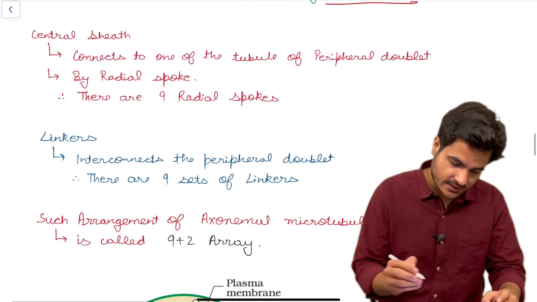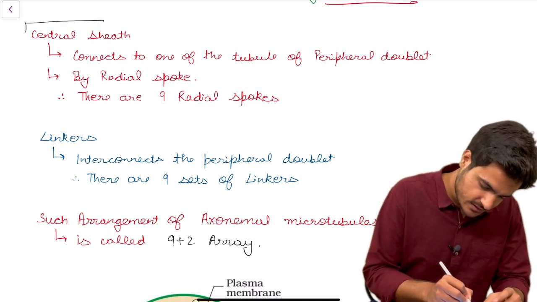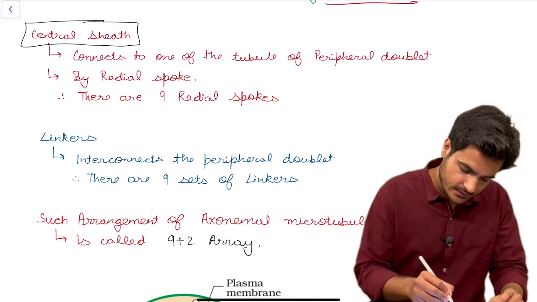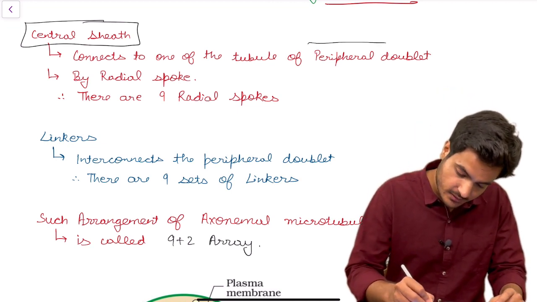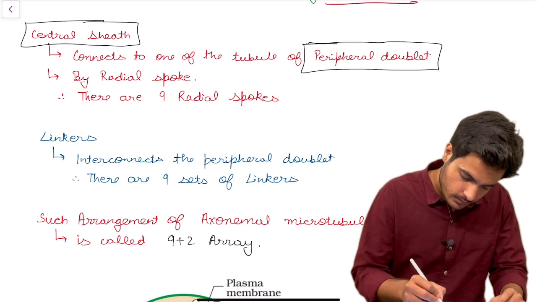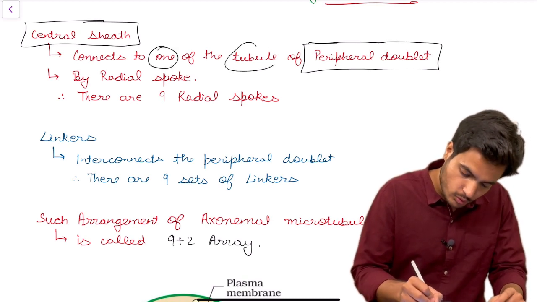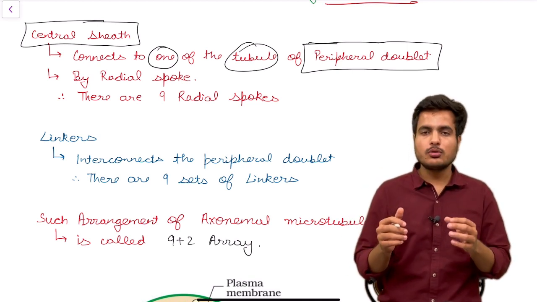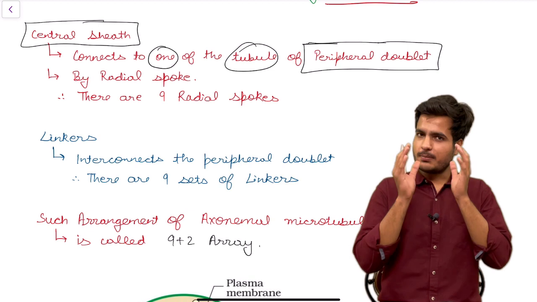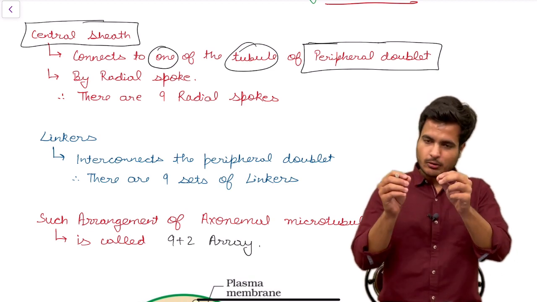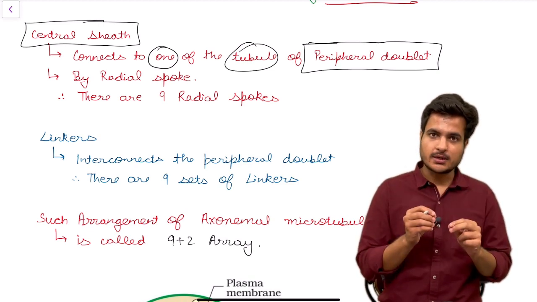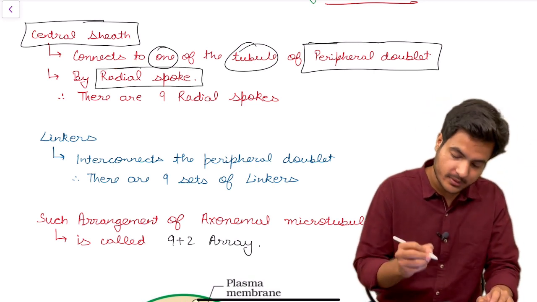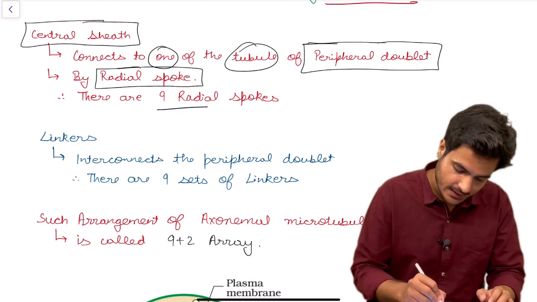And now let's see what the central sheath is. The central sheath covers the centrally placed tubulin dimer. It connects to one of the tubules of the peripheral doublet. A peripheral doublet contains 2 microtubules, and out of those 2, one is connected to the central sheath via a radial spoke. So how many radial spokes would be present? There are 9 radial spokes.